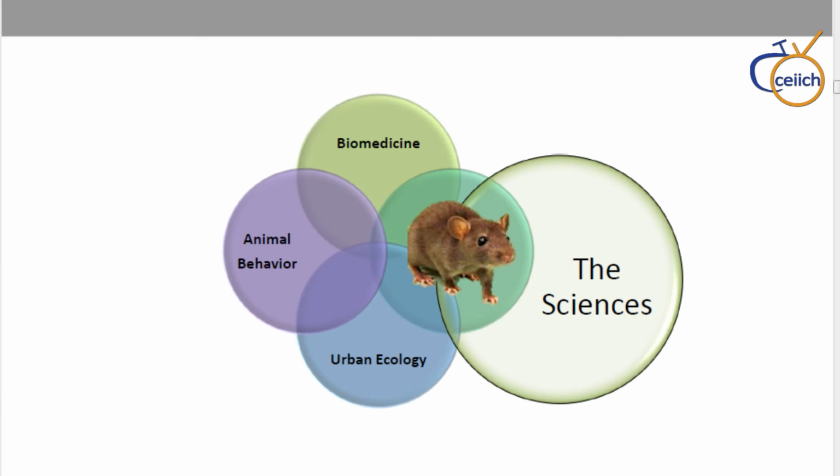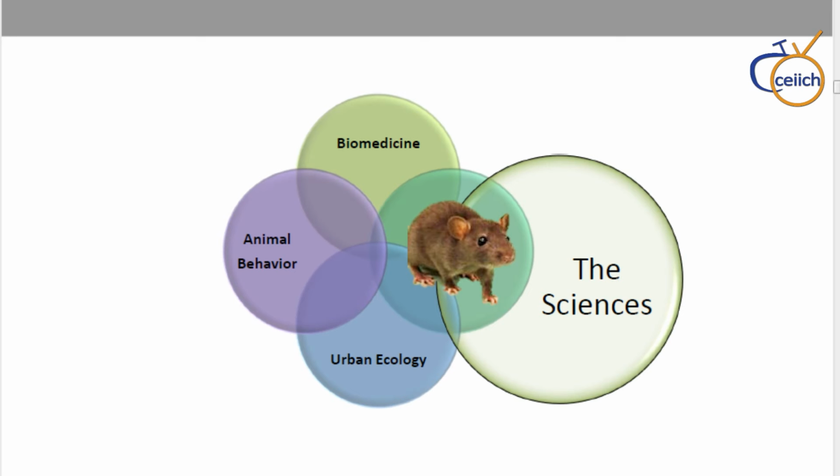And what I would like to do now is explore how it can serve that way in these different worlds that I had suggested. And I'm going to start with the sciences. So the sciences, in a way, is really a galaxy of several different solar systems. And with respect to the rats, I think the solar systems that really matter are those of biomedicine, animal behavior studies, and also urban ecology. And I'm going to comment on how the rat appears in these different solar systems differently.